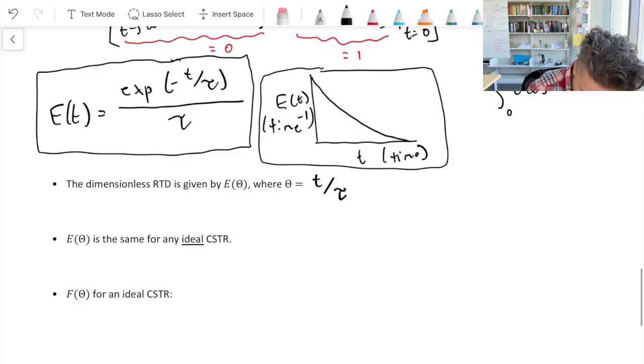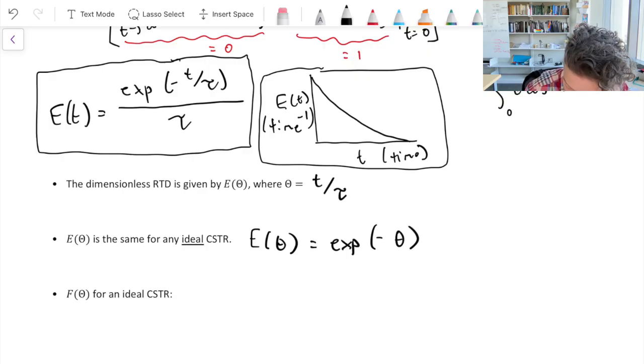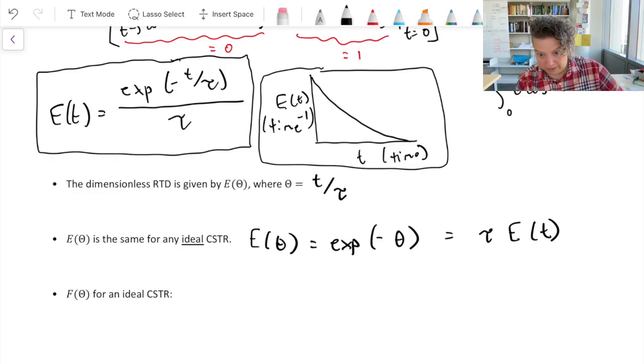The dimensionless curve is the exponential of negative theta. So basically this is tau times E of t. We're multiplying by the residence time, and once we do that, we get rid of differences that could be caused by different volume of reactor, different volumetric flow rate, etc.